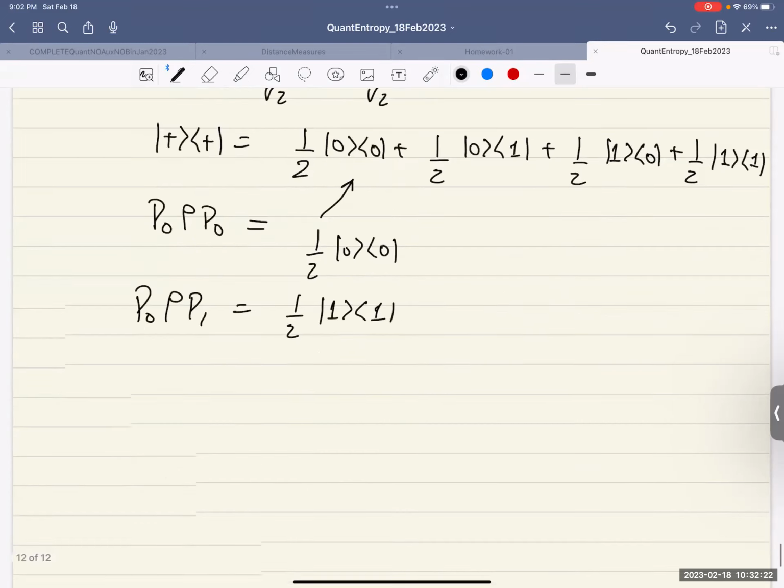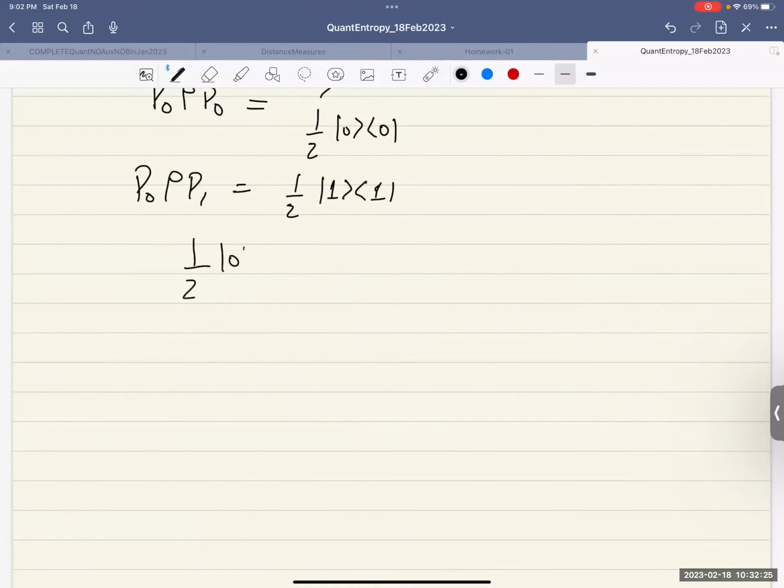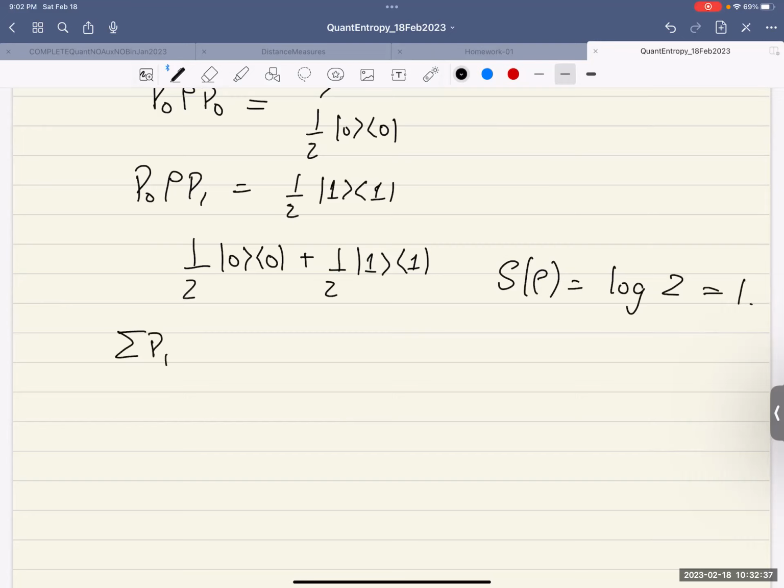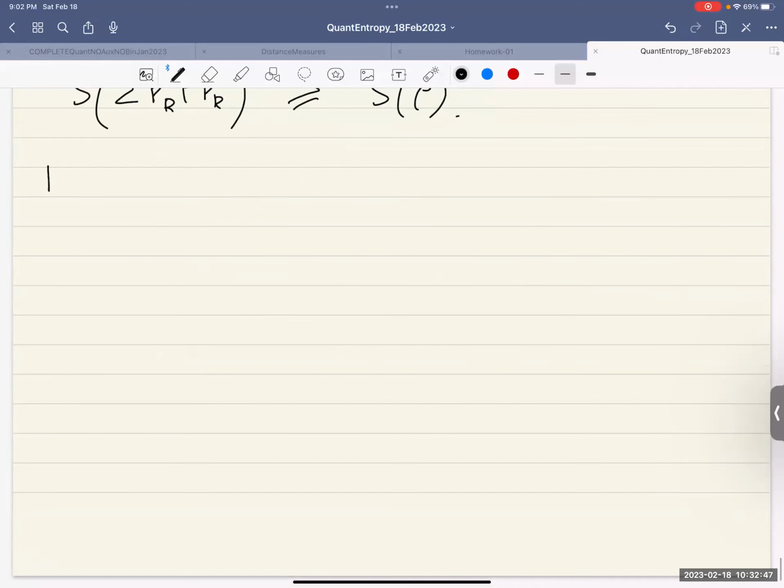So the post measurement state is maximally mixed, right? So what is the entropy of that? So log 2, which is 1. So what happens? The entropy of summation pk rho pk seems to be greater than the entropy of the state, right? So this is the theorem. Just a proposition.